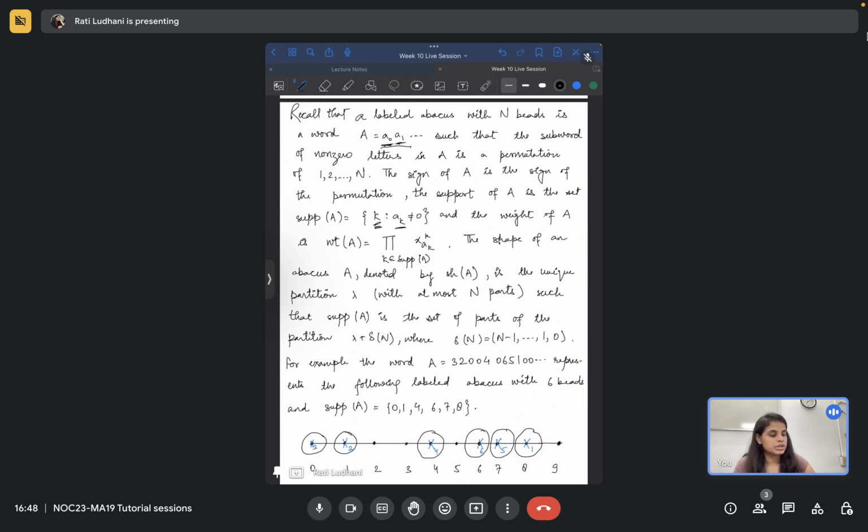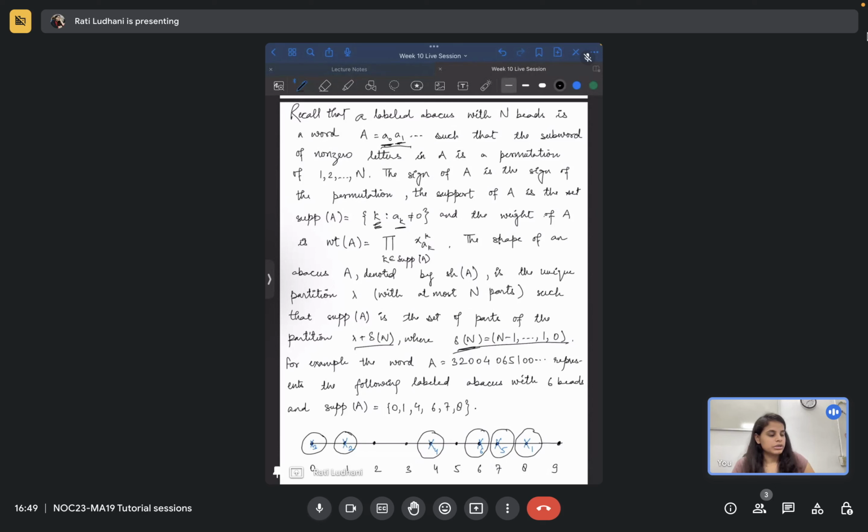And the shape of an abacus a, denoted by sh(a), as we considered earlier, is the unique partition lambda with at most n parts, such that the support of a is the set of parts of the partition lambda plus delta n. You need to remove this delta n, which we usually do with the Schur polynomial, because it makes the parts strictly increasing.